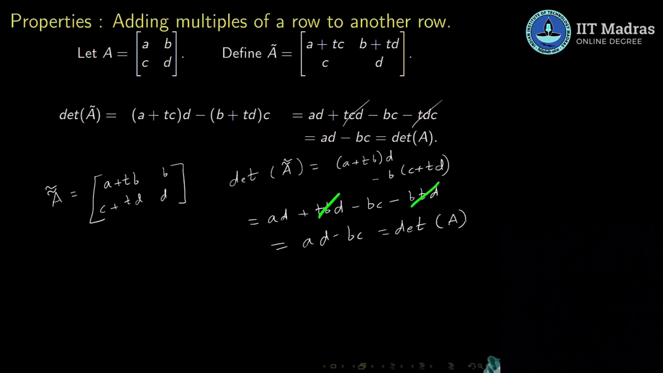Okay. So, what happened? If you added a multiple of one column to another column, then the new matrix obtained has the same determinant as the original matrix. So, under this operation, the determinant remains unchanged. And you can check this for 3 by 3 matrices. Okay. So, the same results will work.